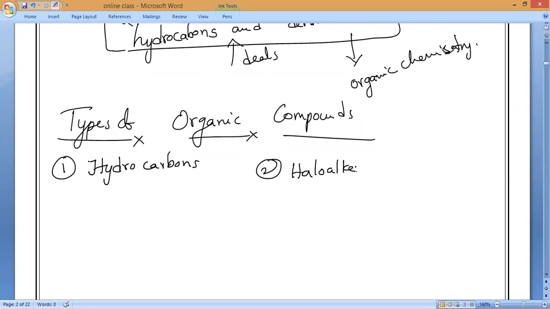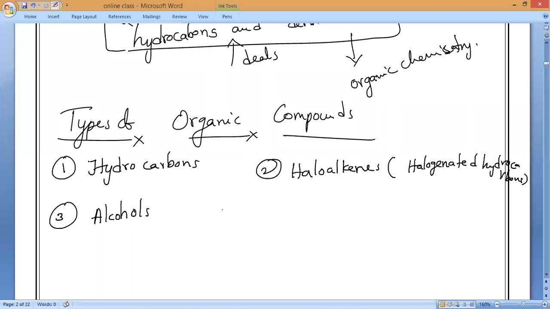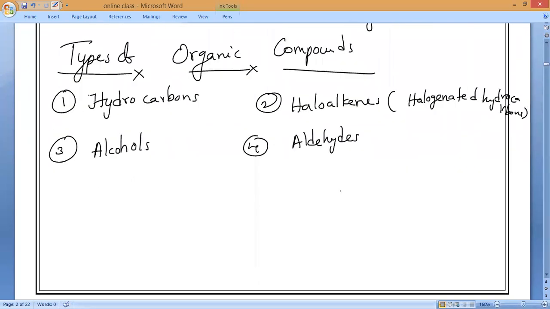Haloalkenes, which we'll study, are called halogenated hydrocarbons. Next, the third one is called alcohols, and the fourth one is called aldehydes. These all are replacing hydrogen. Do you all remember that? Most of you already studied it. Is it yes or no? Yes, sir.